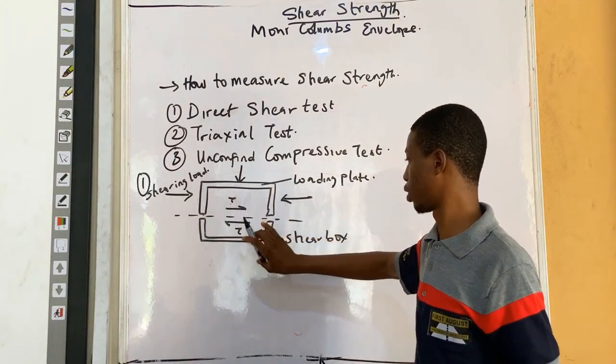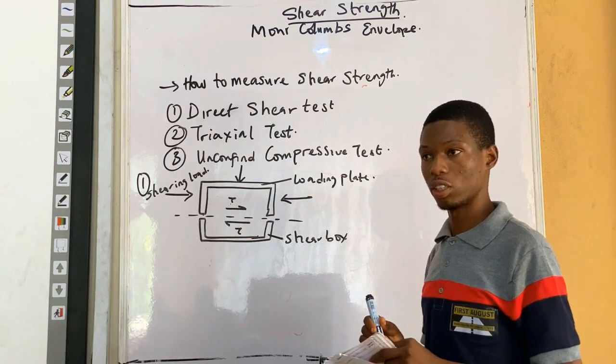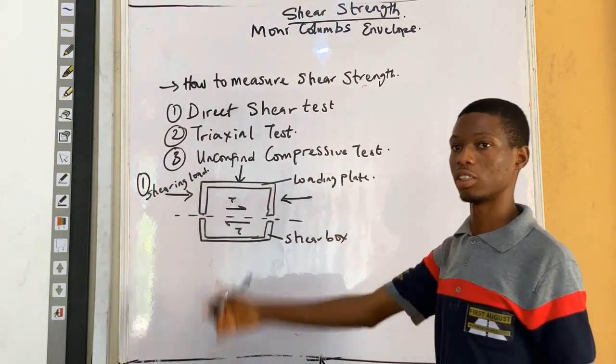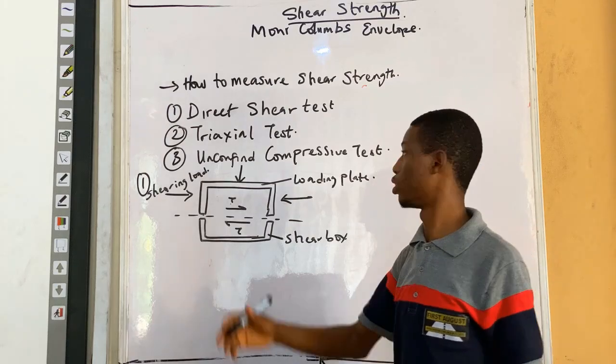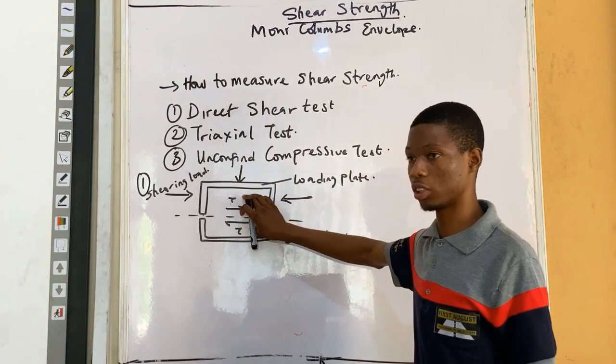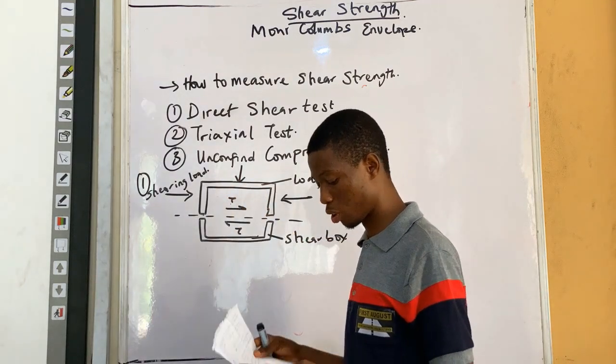So in the explanation, we have the loading plate and the shear box. Inside the shear box, the sample will be put there. That's the material that I want to check the strength of. So you put it inside and it will be loaded.